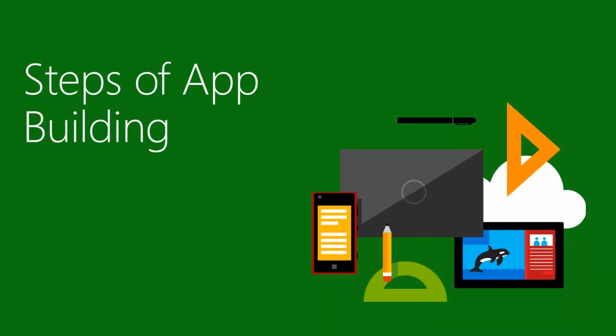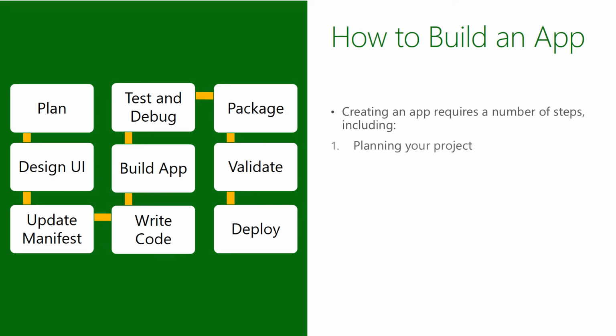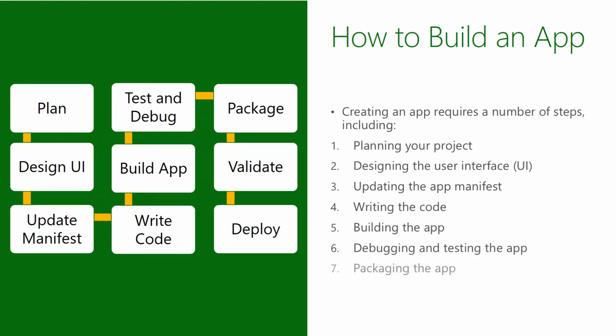Okay, let's have a look at the steps of app building. If you follow the yellow line around those 9 rectangles, that takes you through the process of building an app, a very high level view. You start off with planning your project, organising things and thinking about what's going to be involved in it. The second step would be to design a user interface. Thirdly, you would update the manifest. The manifest is basically just a file which states everything that's included in the app.